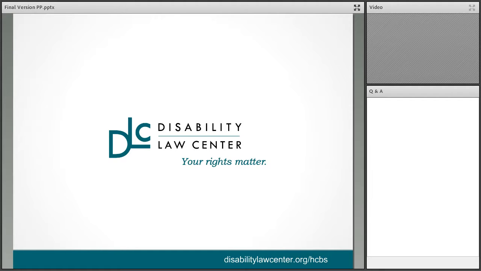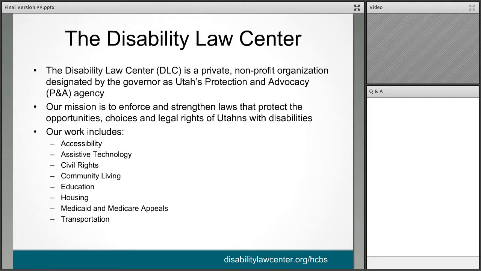Just a quick overview about the Disability Law Center. The Disability Law Center is a private nonprofit organization, and we're designated by the governor as Utah's Protection and Advocacy Agency. All states are required to have a P&A, and in the comments to the final rule, CMS said that they expected and wanted P&As to be very involved in the rule implementation process, which is why we have tried to create a lot of educational materials, provide feedback to the state, and do webinars like this.